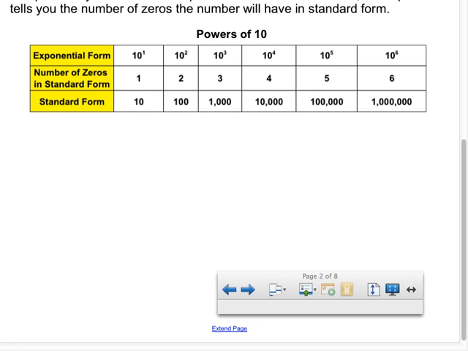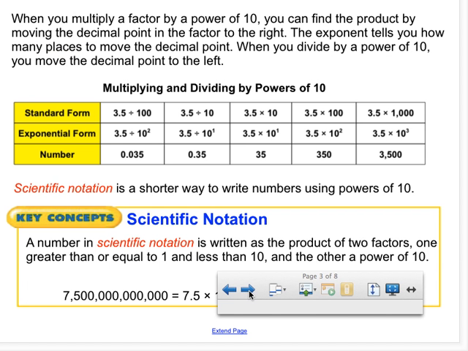Okay, 10 to the third power. The exponent is 3. 10 to the third power is 1,000. How many zeros in the number 1,000? 3. Okay, do I need to go on, or do you guys see what's up with this table? We're good? If not, I'll keep explaining the rest of the columns, but we're good? We can move on? Okay, now, how are we going to use that?